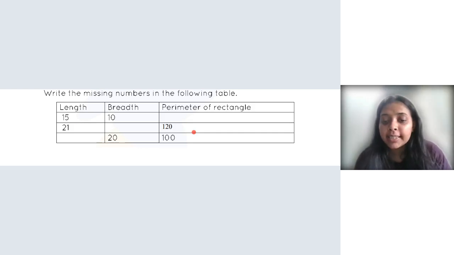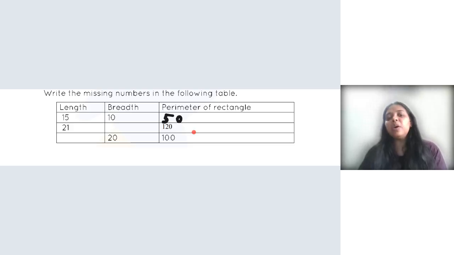Now we have to complete the following table. To complete this box, what should I write in this? I need to calculate the perimeter. What will the perimeter be? 50. Very good.